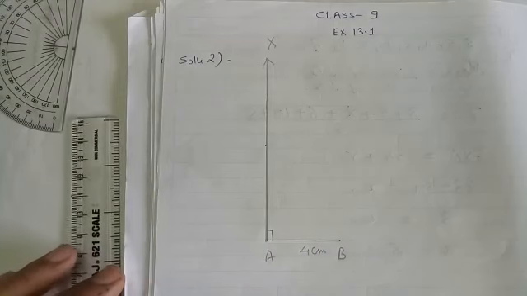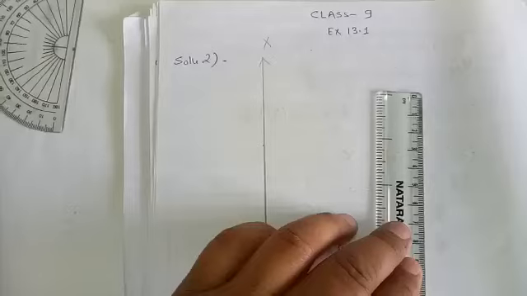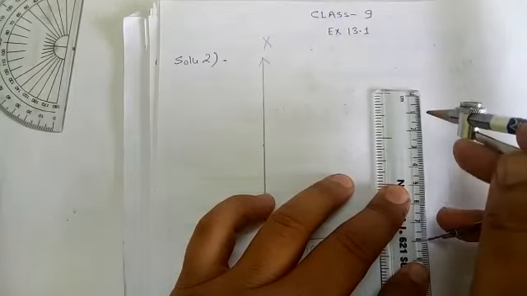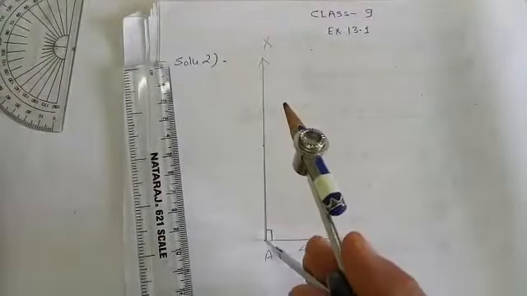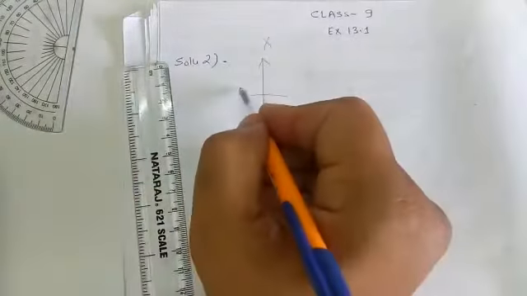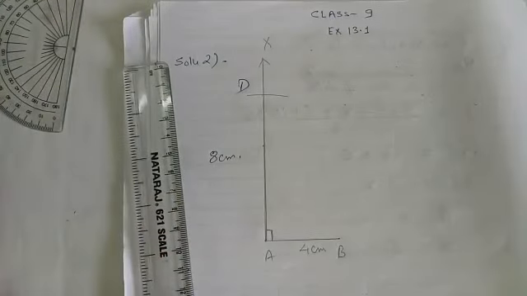Then take an arc of 8 cm. In the rough, you take an arc of 8 cm. From point A on line AX, cut an arc. Name it point D. Write over here 8 cm.